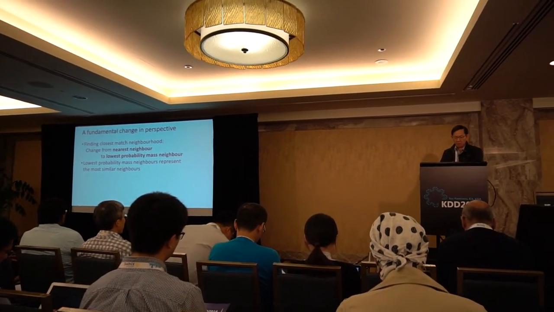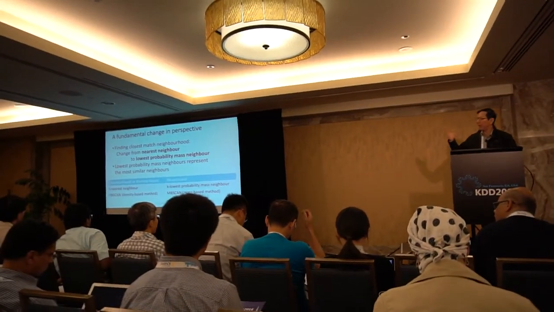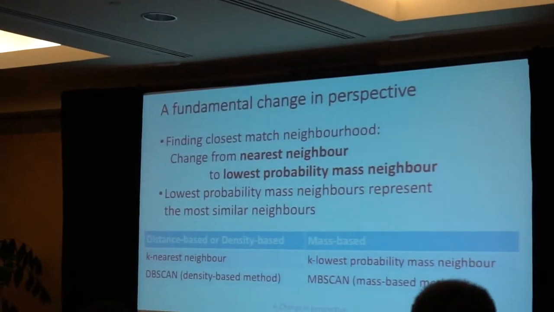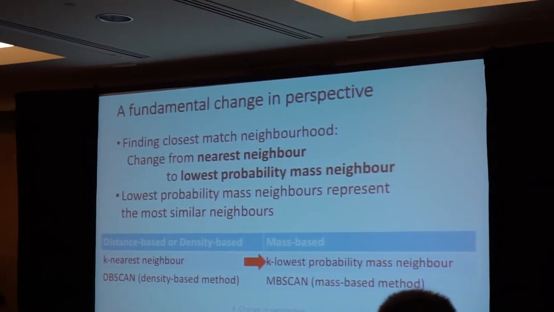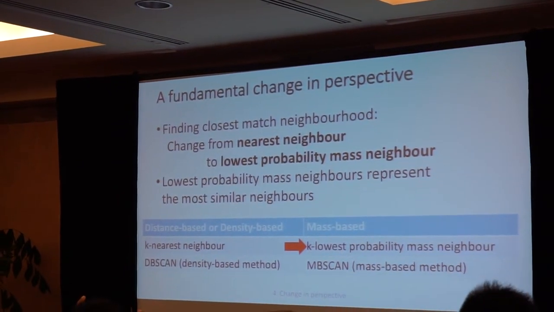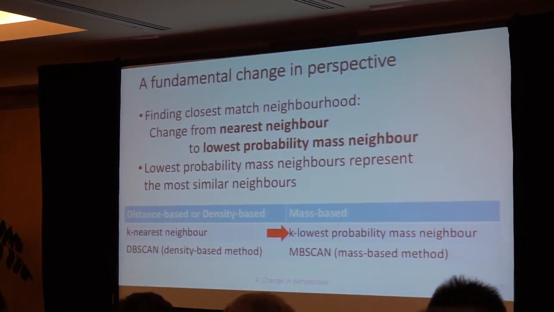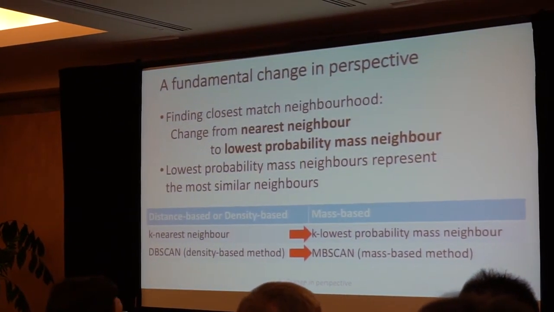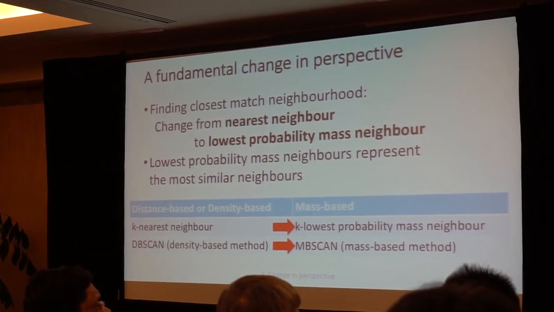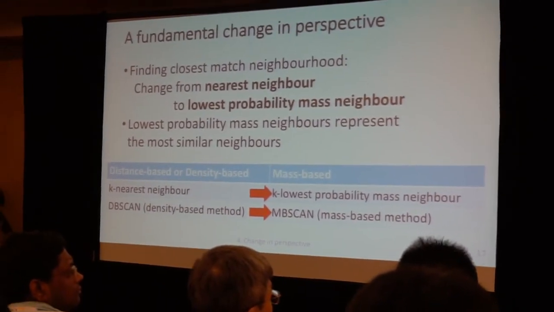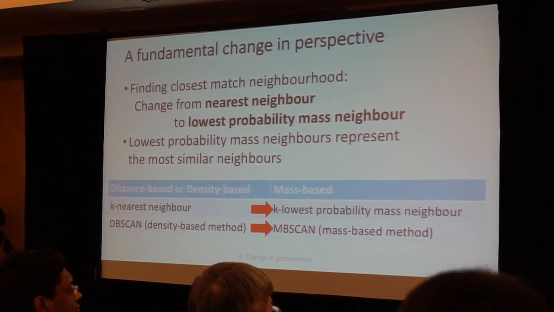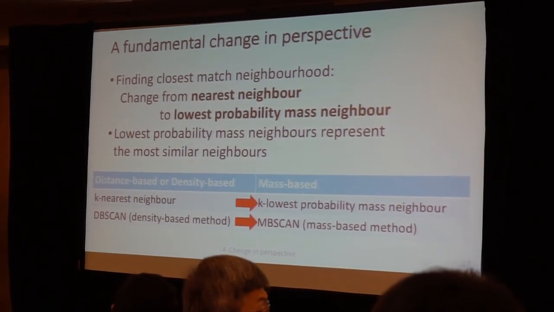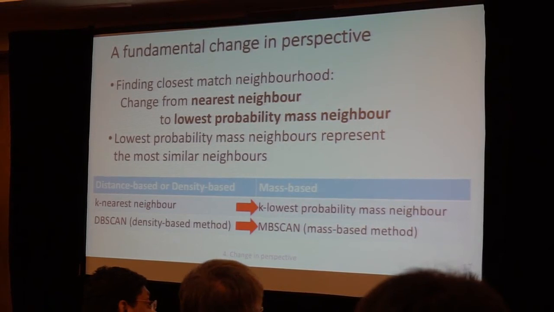Okay? So what you get here, if you take the k nearest neighbor and just change the distance measure to the data-dependent measure, is really a k lowest probability mass neighbor algorithm. If your algorithm is density-based, such as DBSCAN, then by simply making that change, although exactly the same algorithm is used, you change from a density-based to a mass-based measure. Nothing changed in the procedure, only the dissimilarity measure.